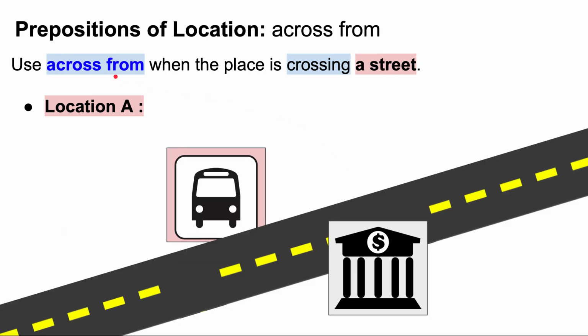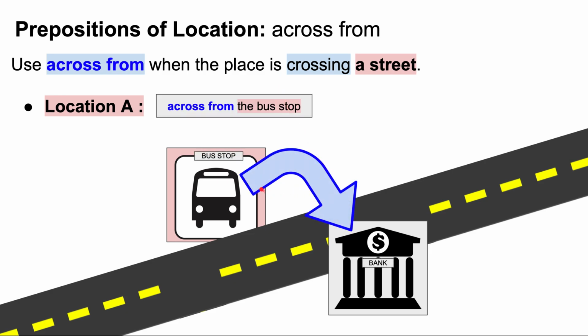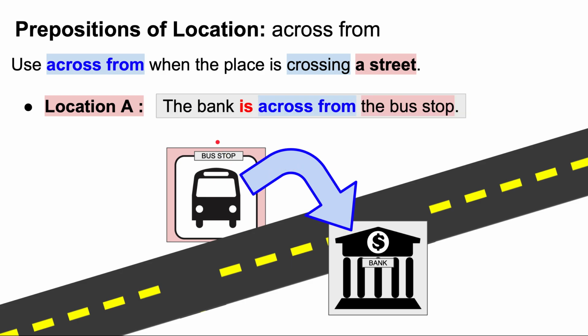Now let's talk about across from. We use across from when the place is crossing a street. For example, across from the bus stop. For example, the bank is across from the bus stop.